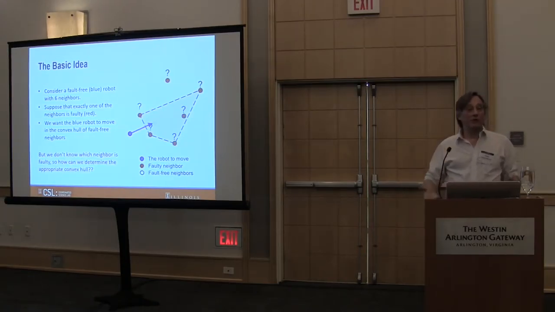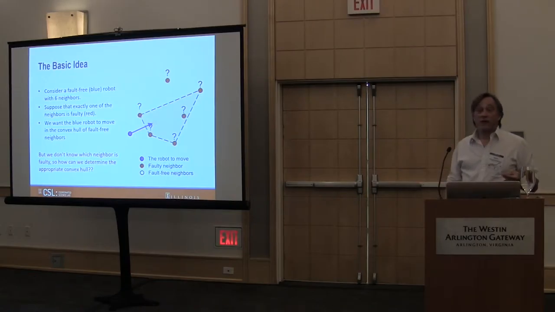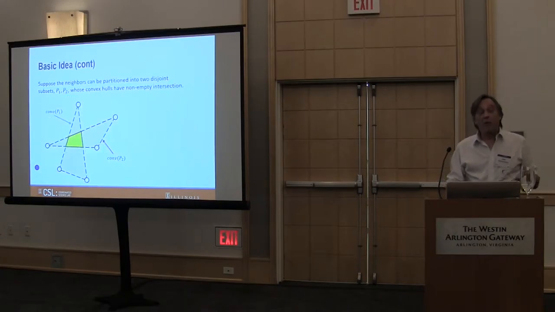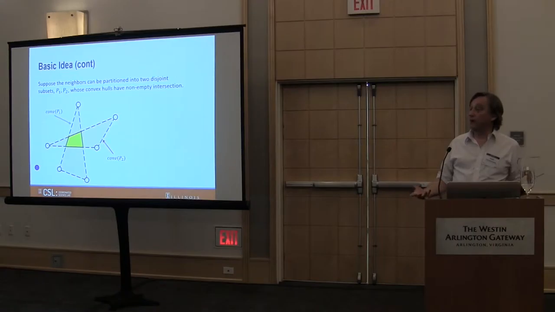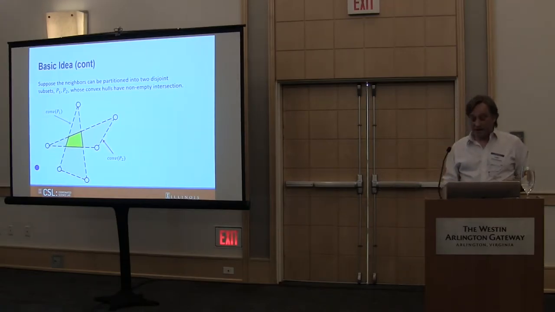But the trouble is, what if you don't know which neighbors are faulty? Can you still make this work? If you don't know which neighbor is the faulty one, you don't know which convex hull to construct. However, if you could take your set of robots and divide them into two convex sets that have a non-empty intersection, moving into the interior of that intersection would be guaranteed to be in the convex hull of only fault-free nodes if you had only one faulty node. Right? So this is the idea at the heart of the algorithm that I'll talk about today.